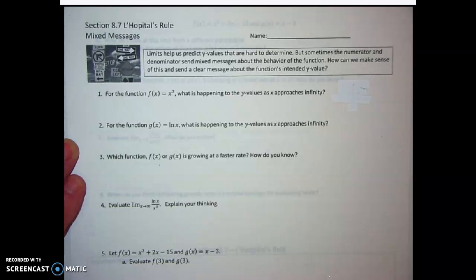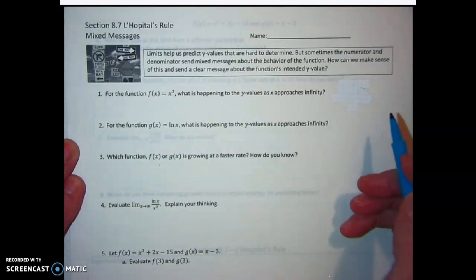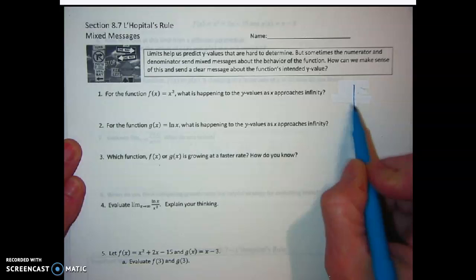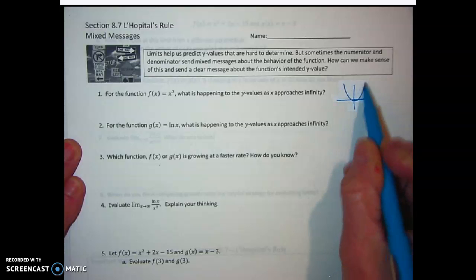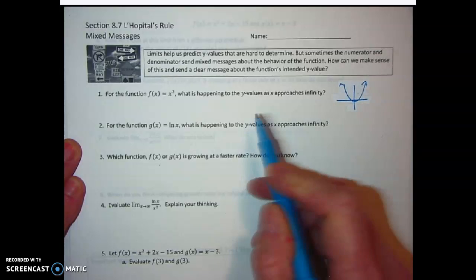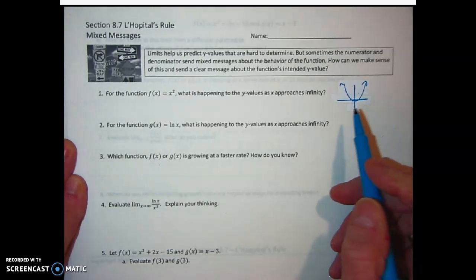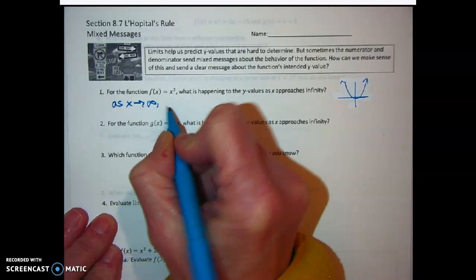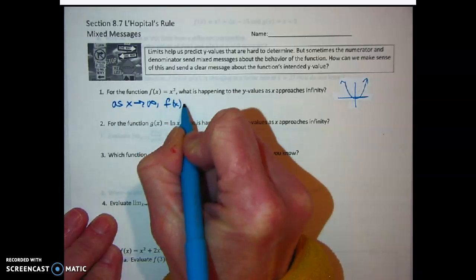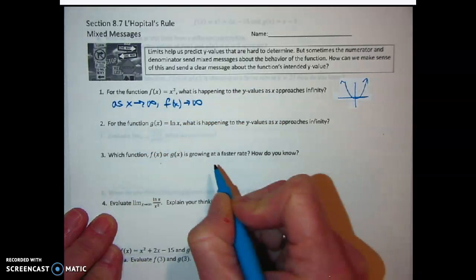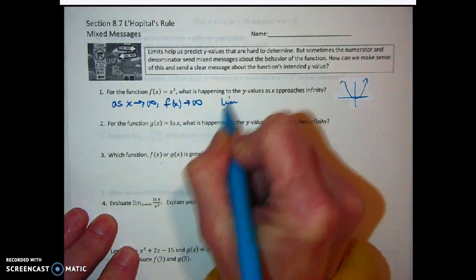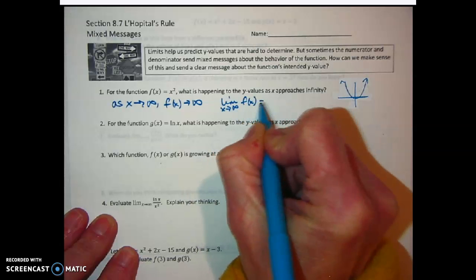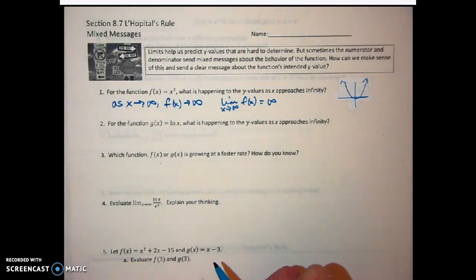For the function f of x equals x squared, what is happening to the y values as x approaches infinity? This is just a parabola at the origin. As x is approaching infinity, what is happening to the y? As x approaches infinity, f of x is going up, so it's also approaching infinity. We can also write this as the limit as x approaches infinity of f of x equals infinity.